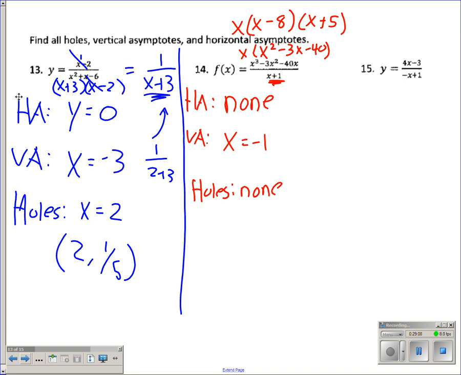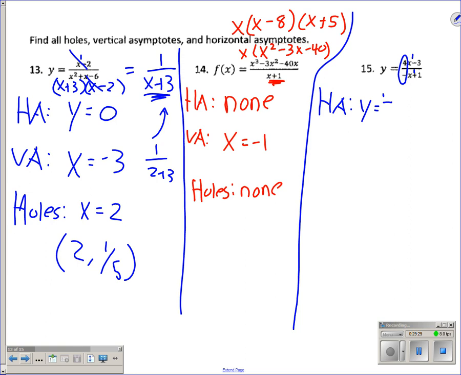All right, and then finally, let's do 15. Again, start with horizontal asymptotes, and you want to look at the highest power on top and bottom. In this case, they're both 1s. If that's the case, then all you do is take the leading coefficients in front of those variables. In this case, it's y equals 4 over -1, or just -4.